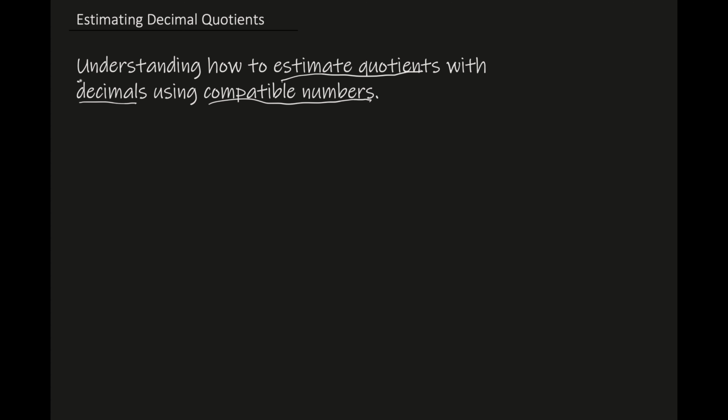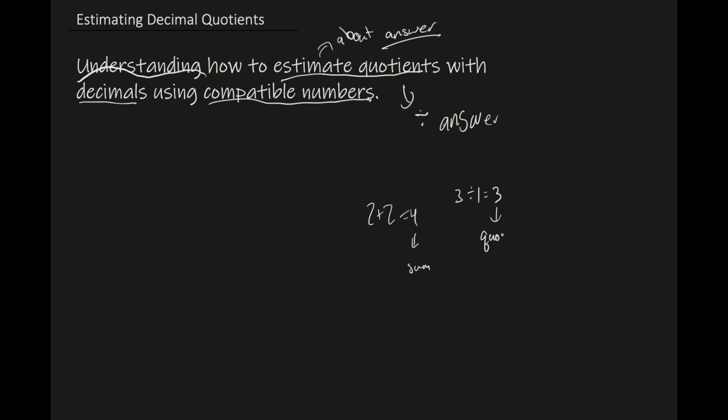I forgot to draw a squiggly line there, because that's what we're doing. So of course, estimating is kind of like an about answer. It's close to the answer, right? Speaking of the answer, a quotient is a division answer. It's like if it was addition, 2 plus 2 equals 4, this 4 would be the sum. Same like that. 3 divided by 1 equals 3. 3 is the quotient.